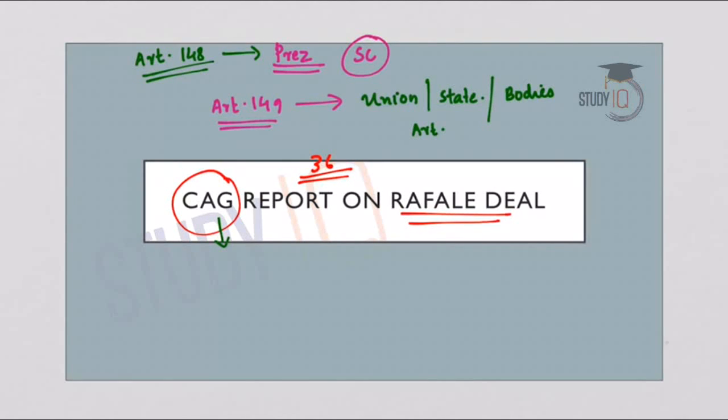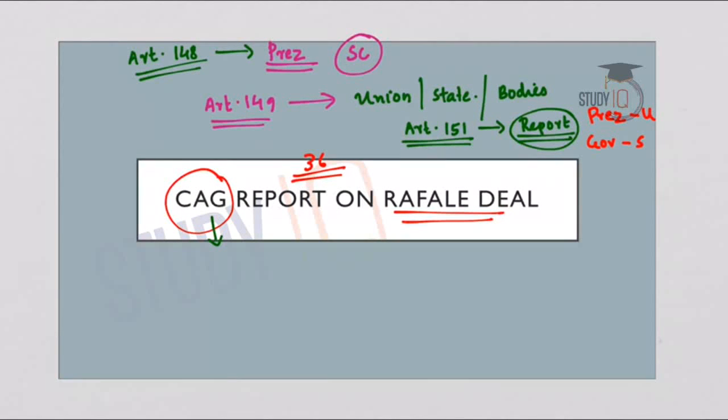And Article 151 of the Indian Constitution deals with the report of the CAG. An annual report has to be submitted by the CAG to the President in case of the Union government and to the governors in case of the state governments. Article 151 says that the CAG report shall be presented to the President in case of the Union government, and the President will table the report in both houses of the Parliament. In case of a state government report, it has to be given to the governor of the state, and the governor shall be responsible for tabling the report in the state legislature. So these are the constitutional provisions of the Controller and Auditor General.